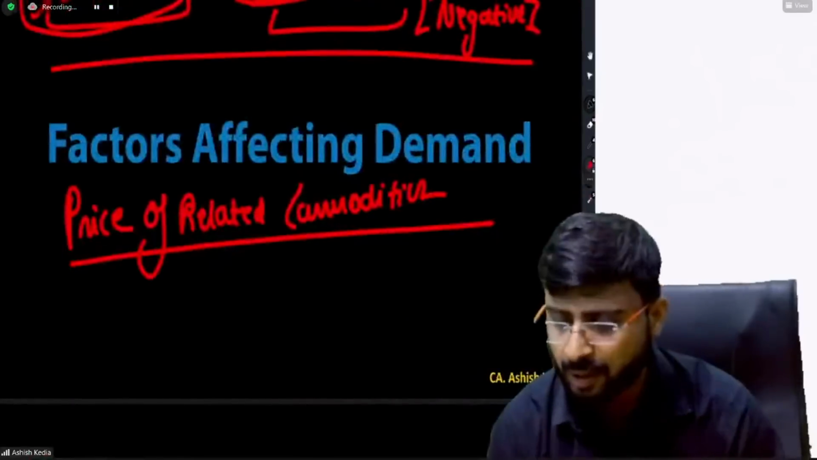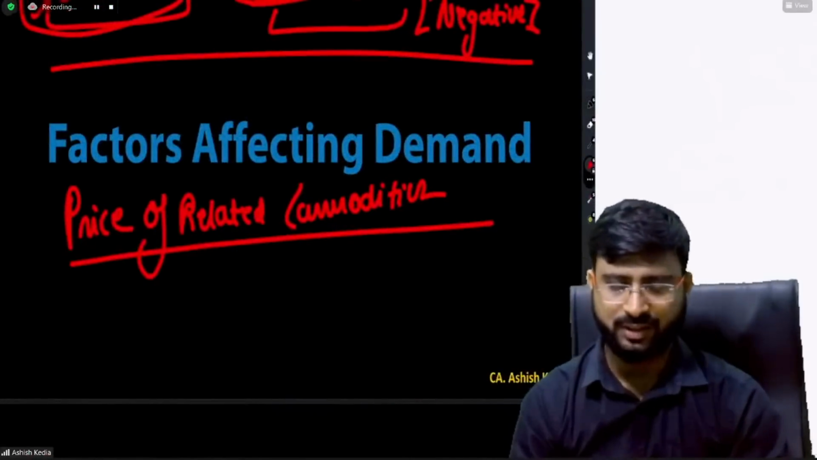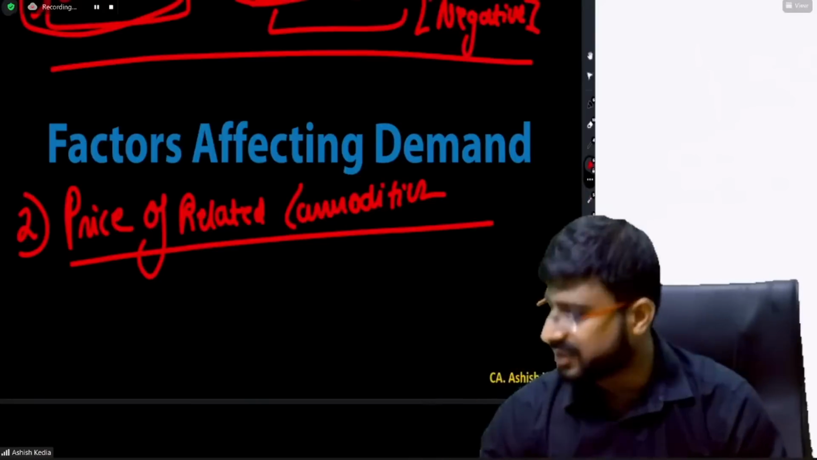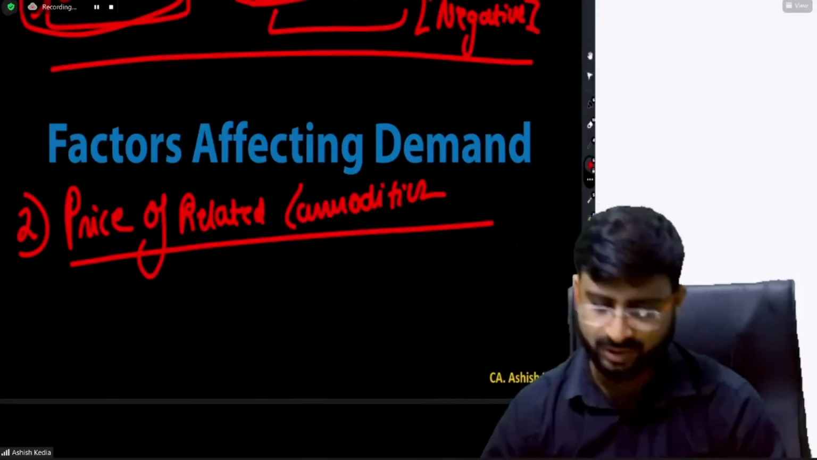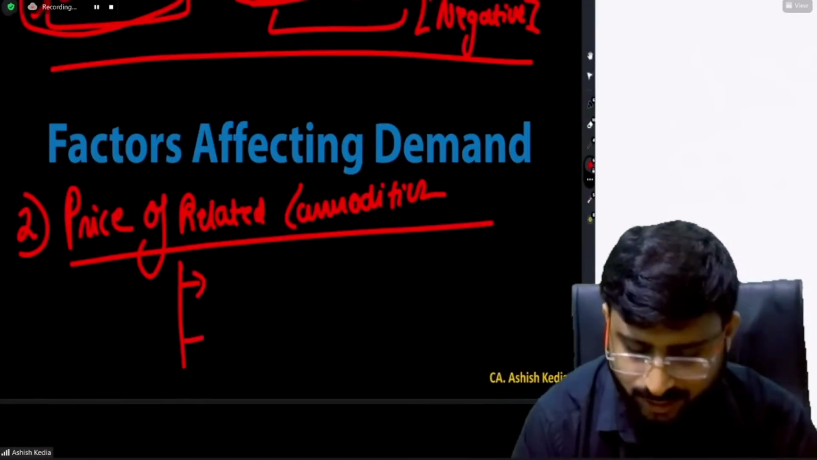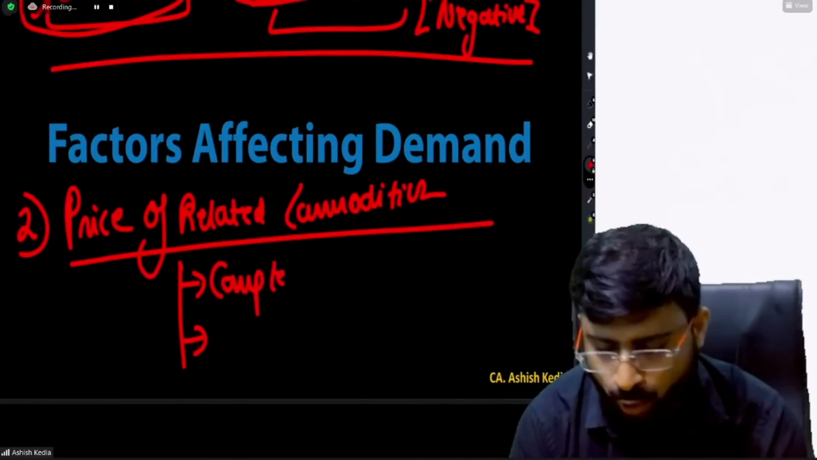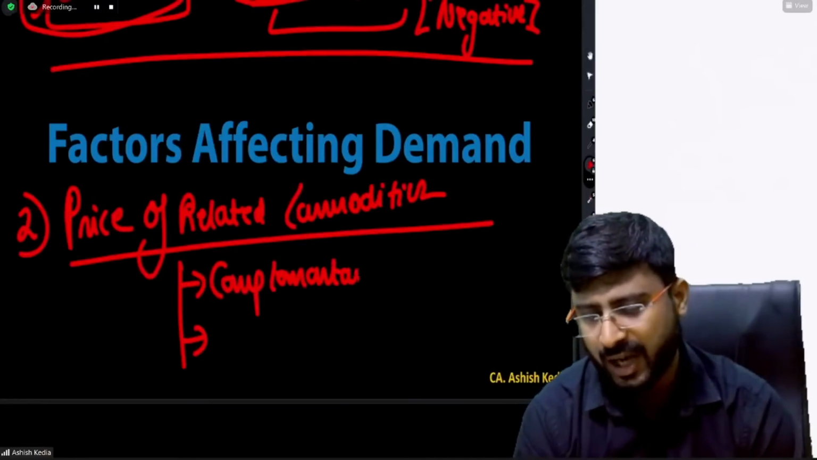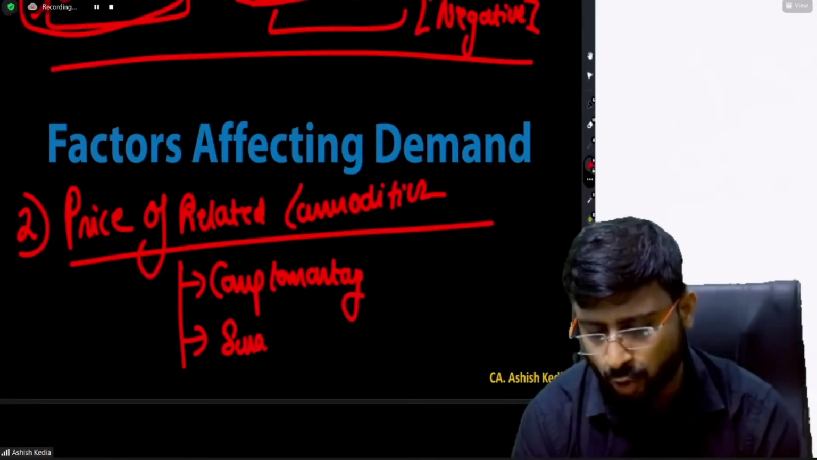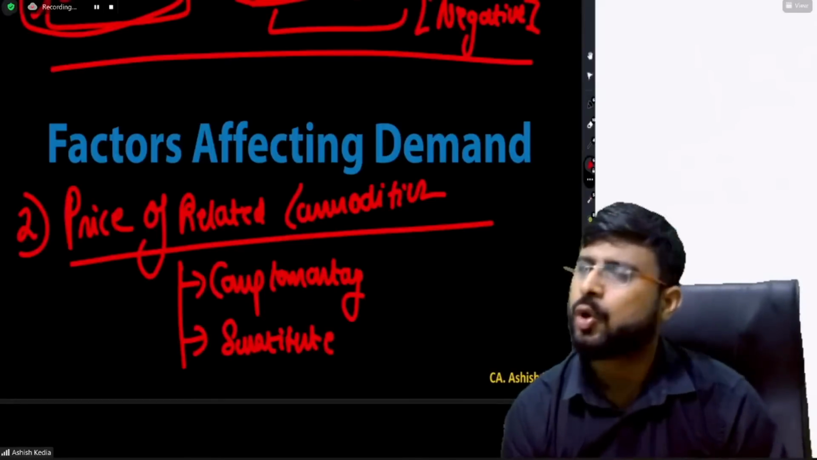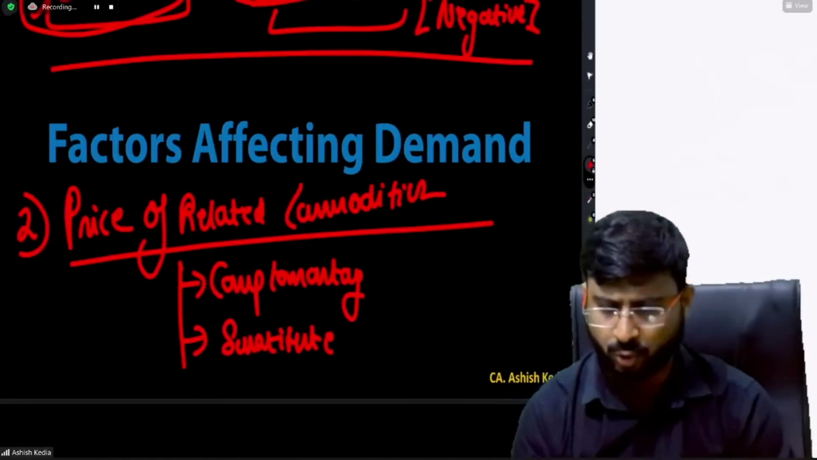Okay. So see, price of related commodities. Everyone, this is factor number 2. There are two kinds of commodities here. Number 1 is complementary goods, and number 2 is substitute goods. Today only I revised with you: what is complementary? What is substitute?